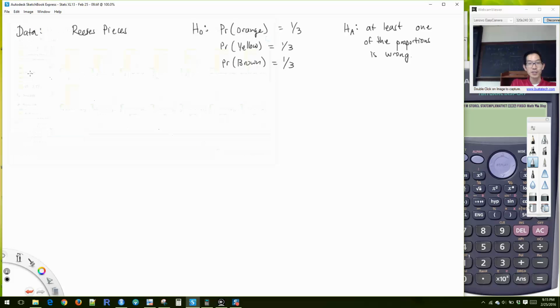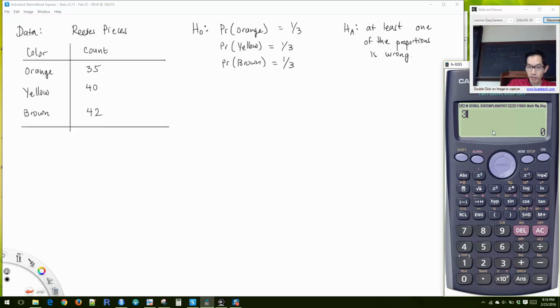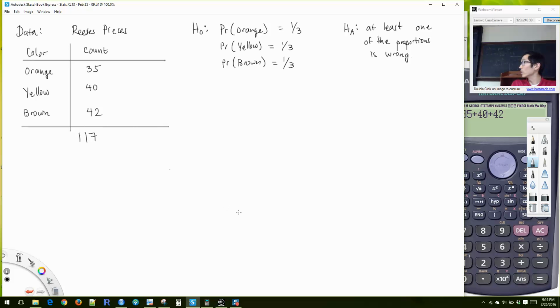All right, so we gather our data, and we look at the color of the candy. We have orange, yellow, and brown, and then we'll count them. I don't know how many. We'll say we counted 35 orange pieces, 40 yellow pieces, and 42 brown pieces. So we have 35 plus 40 plus 42, a total of 117 pieces of candy.